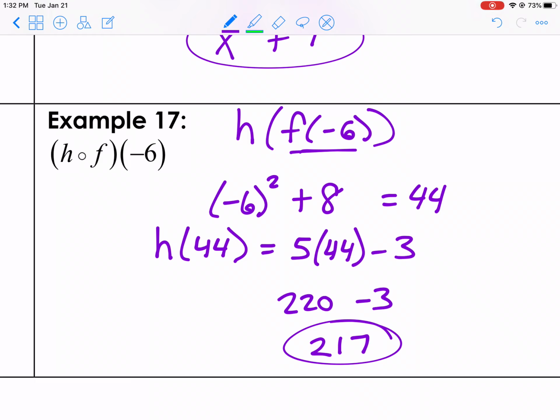All right, this should help you on your way with understanding the 10-2 lesson, function, operation, and composition.